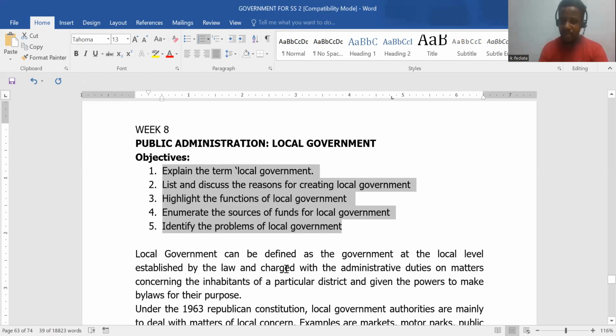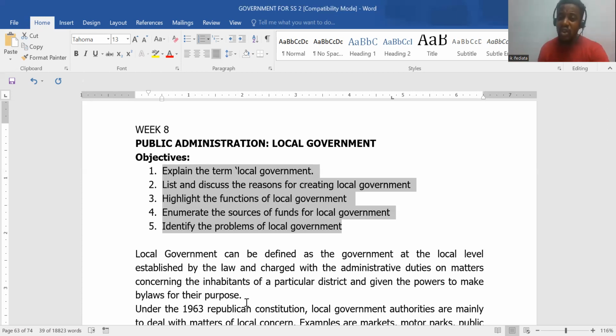Local government and public corporation share the same origin. Remember, we've discussed public corporation before. If you want to refresh your mind on it, go upward and you would see where we talked about public corporation. So at the local level, it is established by the law and charged with administrative duties on matters concerning the inhabitants of a particular district, of a particular segment of the state, right? And they are given the power to make bylaws, just like public corporations as well.